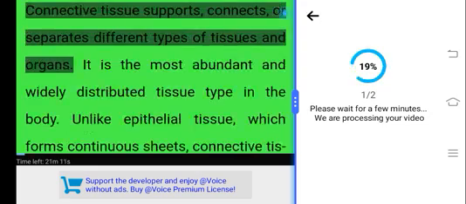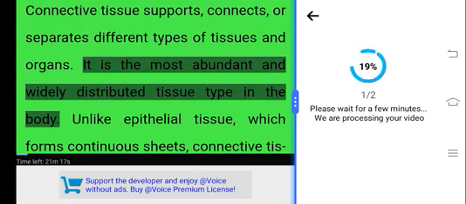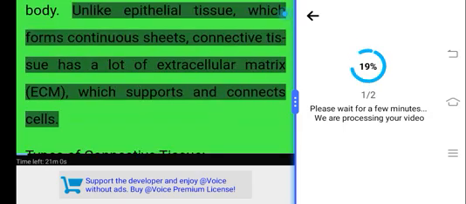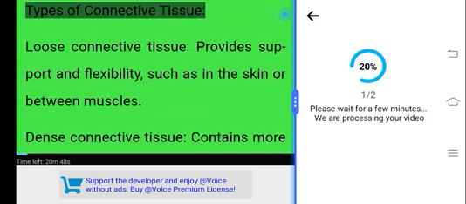2. Connective tissue. Connective tissue supports, connects, or separates different types of organs. It is the most abundant and widely distributed tissue type in the body. Unlike epithelial tissue, which forms continuous sheets, connective tissue has a lot of extracellular matrix, ECM, which supports and connects cells. Types of connective tissue.